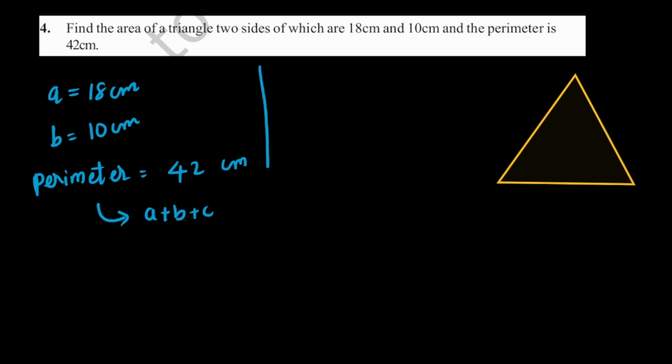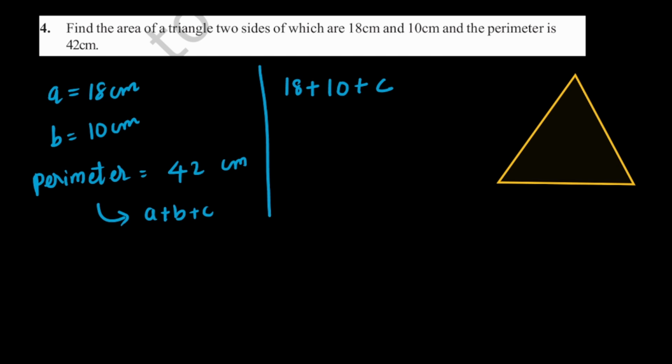So you see here, I've written 18 as A. 18 plus 10 plus C, which is the unknown side of the triangle. Why are we finding this unknown side? Because in order to use Heron's formula, you need to know all three sides of the triangle. Here, two sides are given. The third side is not given, so you need to find the third side.